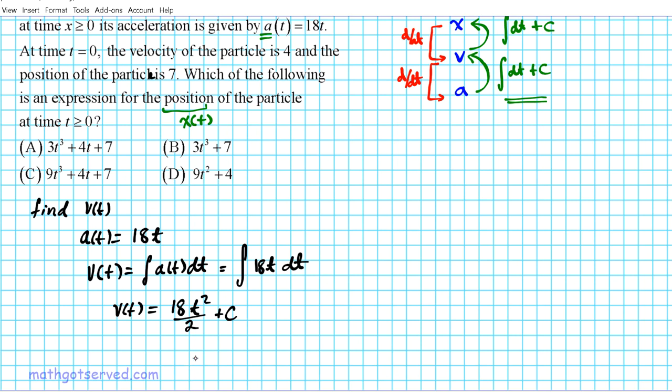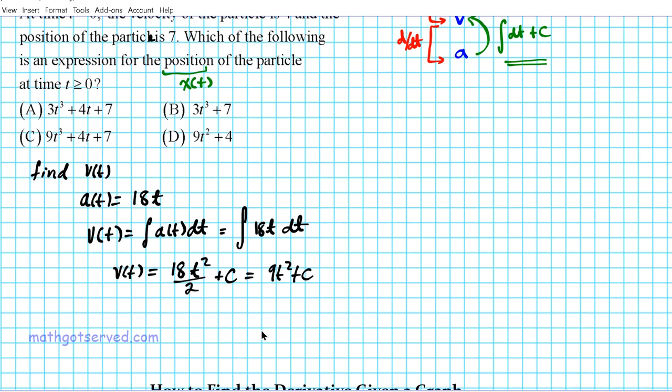Alrighty, so we have that. We can simplify that to become what? 2 goes into 18, 9t squared plus c. So let's go ahead and write that down. So v of t is equal to 9t squared plus c. So this is the general solution for v of t, okay?